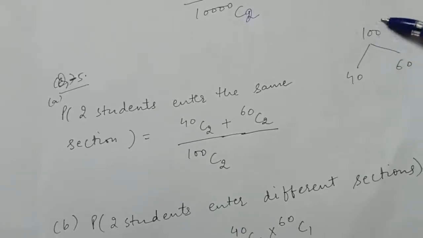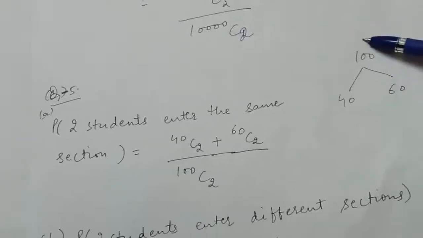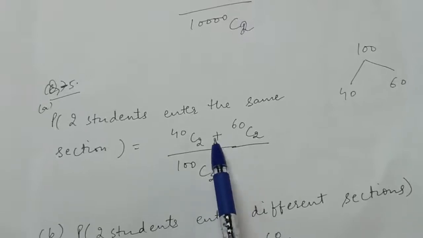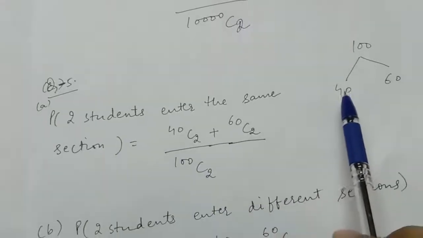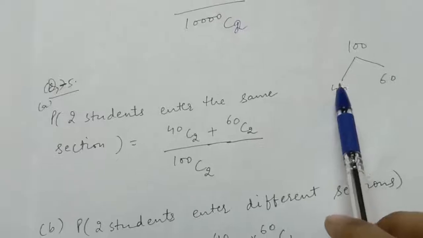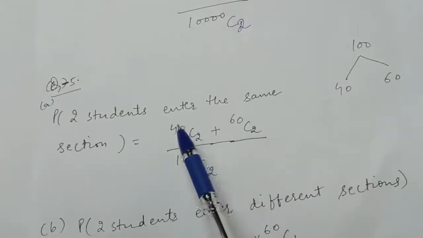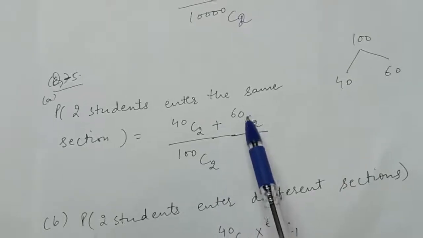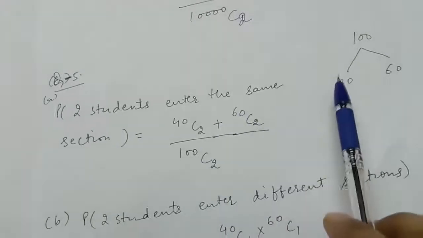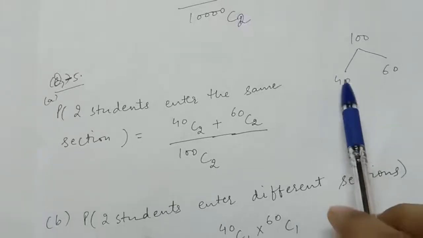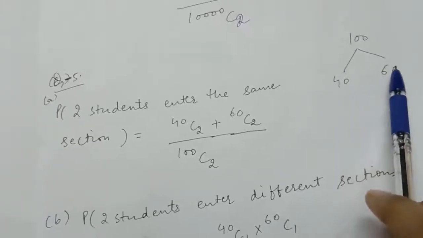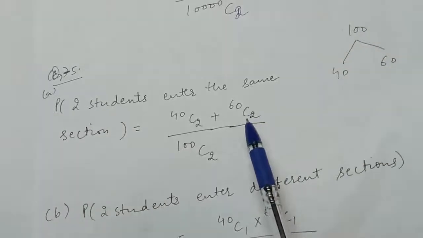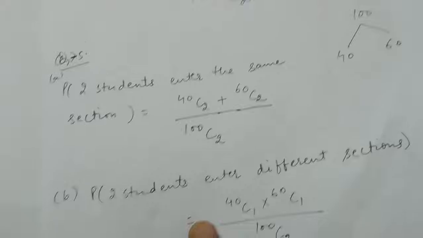Now from the 100, total outcomes is from the 100 we have to select 2, so 100 C2. Favorable will be either those 2 are from the first section, which can be selected in 40 C2 ways, plus, why plus? Because this is another case: they can be from this section, or those 2 students can be from this section. So out of 60 select 2. This will be the probability.